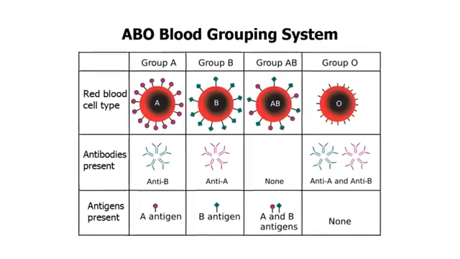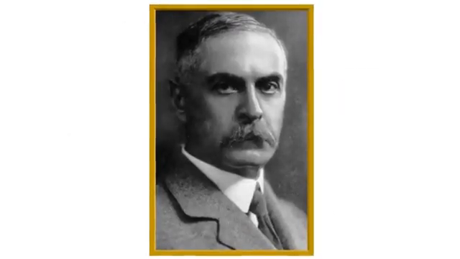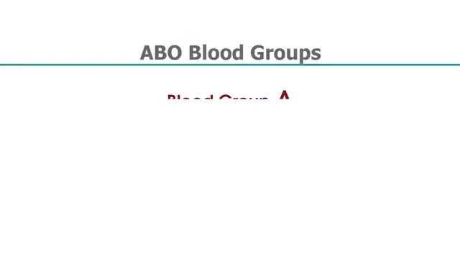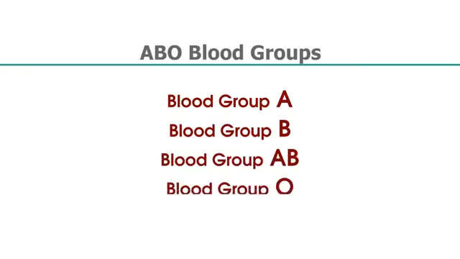According to the ABO blood grouping system discovered by Karl Landsteiner, there are 4 types of blood groups: blood group A, blood group B, blood group AB, and blood group O.